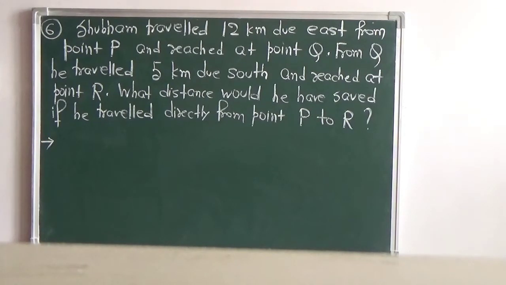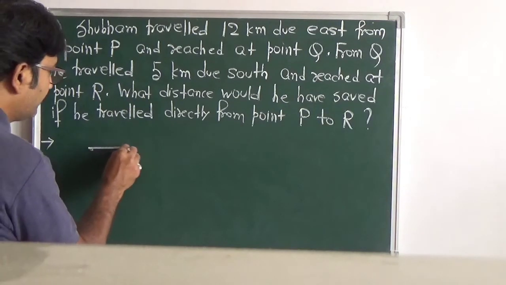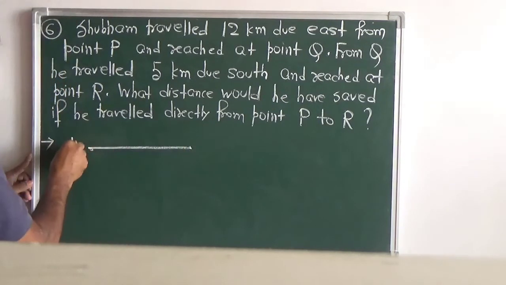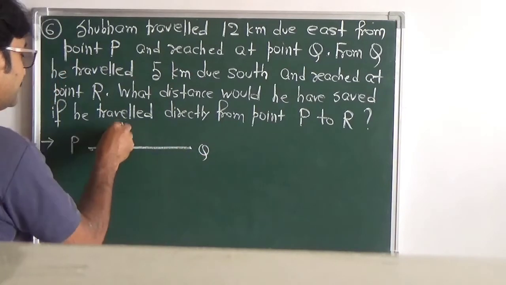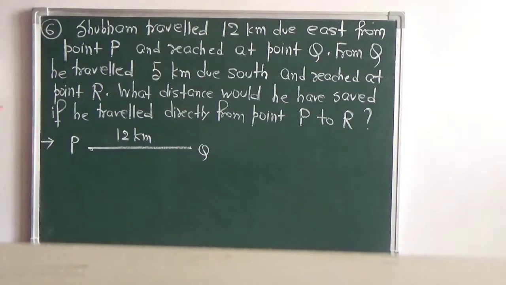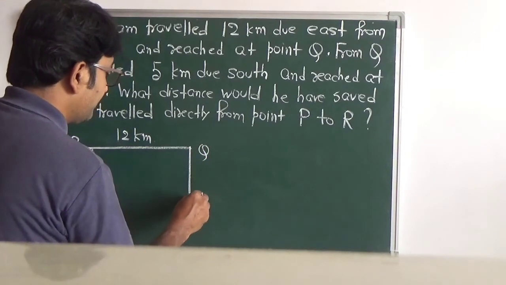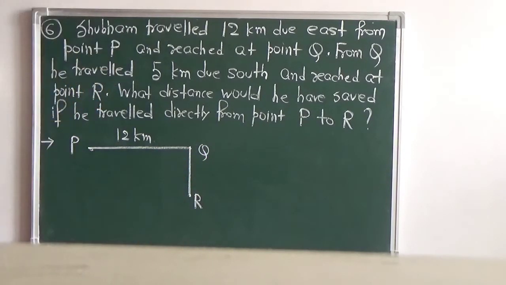The question is Subham traveled 12 kilometers due east from point P and reached the point Q. So if we start, take it as P, we move towards this. This is the point Q. This is P and this is Q and this is 12 kilometers. Now from Q he traveled 5 kilometers due south and reached the point R. So from here he traveled towards south. Let this be the point R. Right? Now this is 5 kilometers.